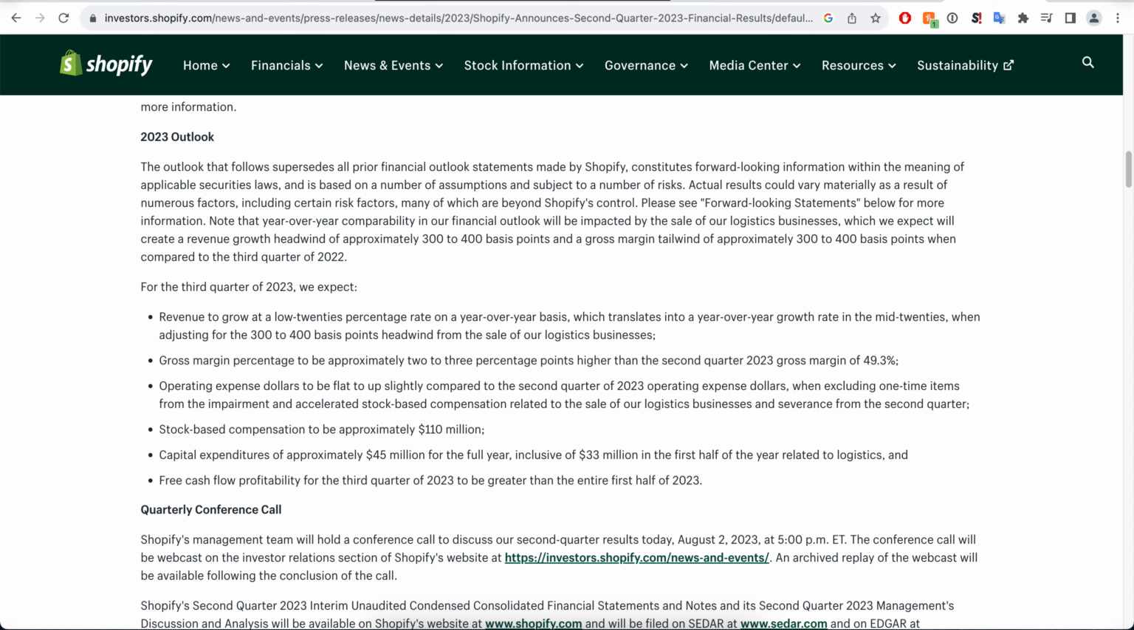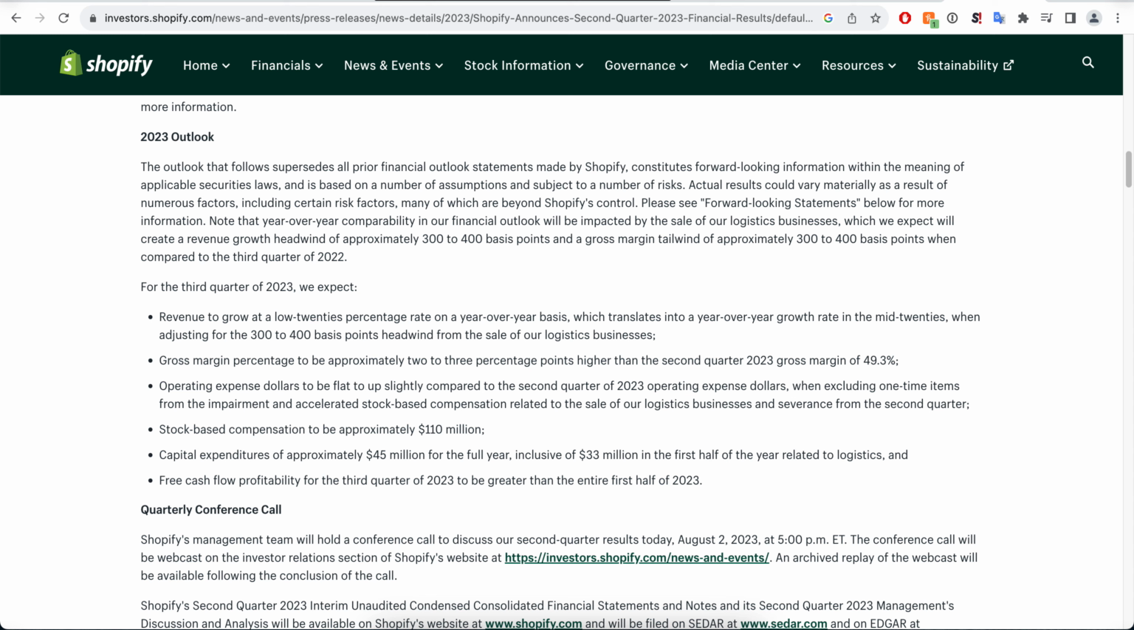So generally speaking, as you'll see, even though operating expense is about to be flat to up slightly, it's looking pretty nice. And company expenditures as well, approximately 45 million for the full year, inclusive of 33 million in the first half of the year related to logistics. Now, of course, you expect the company to be expensing more over the years as they keep growing with revenue and net income, very normal as well.